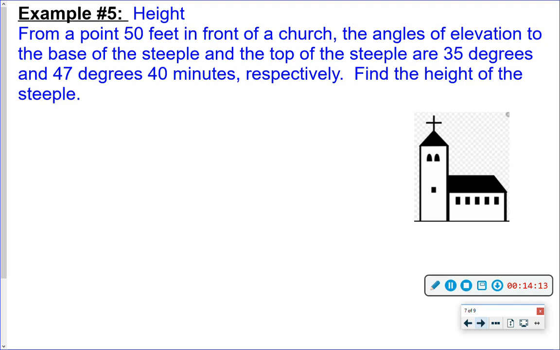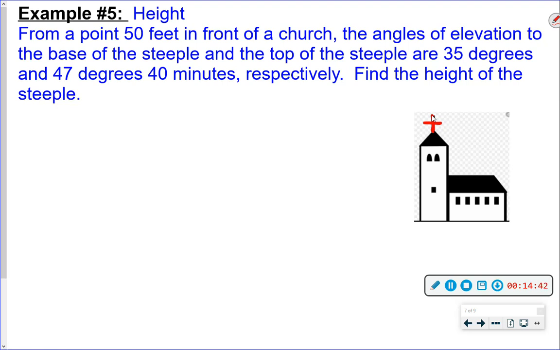All right, couple more pictures for us. Yes, I did cheat. I got this one off of clip art to help my drawing skills a little bit. So from a point 50 feet in front of a church, there's the picture of the church, the angles of elevation to the base of the steeple. Now for those of you, the steeple of course is the cross here at the top. The base of the steeple and the top of the steeple, let me reread that. 35 degrees and 47 degrees, 40 minutes respectively. Find the height of the steeple.